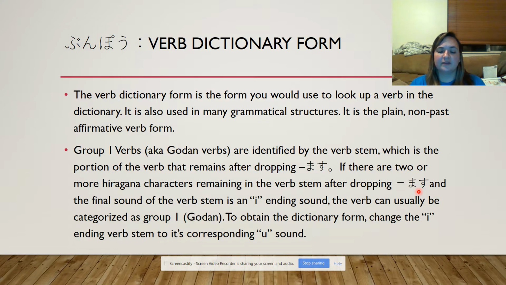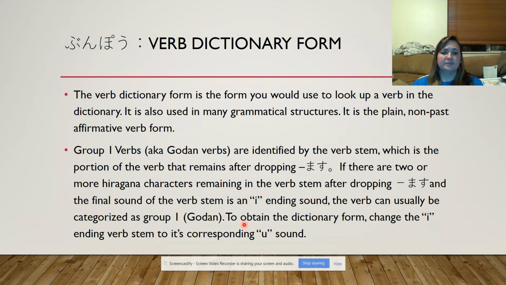But you can identify them in this way. You can look at the verb stem, which is the portion of the verb that remains after dropping mas. So whatever you have left after you take off the mas. If there are 2 or more hiragana characters remaining in the verb stem, and if the final verb stem is an E ending sound, then the verb can usually be categorized as a group 1 or godan verb, okay? So whatever hiragana is coming right before that mas, if it's an E hiragana, you're going to know that it's a godan verb, okay? And you'll be able to see that a little bit better when we go to the next slide.